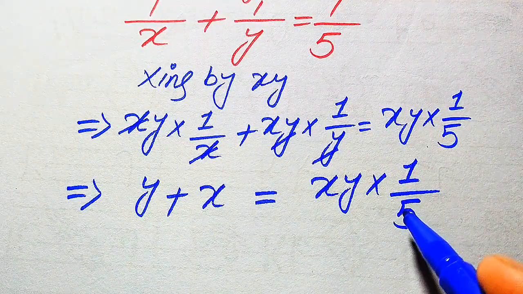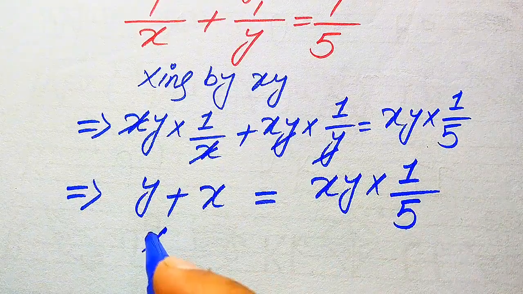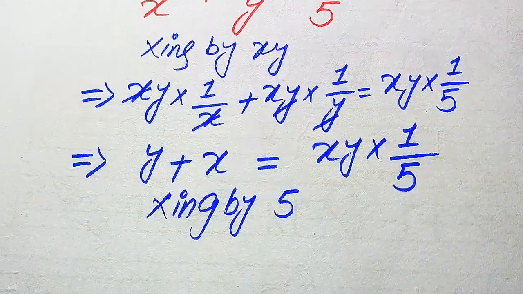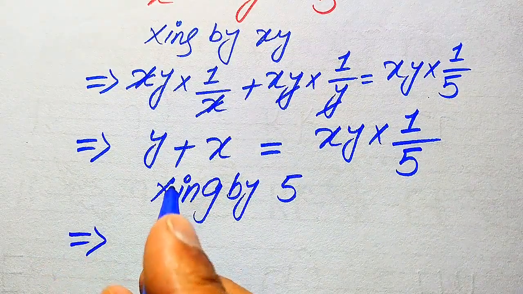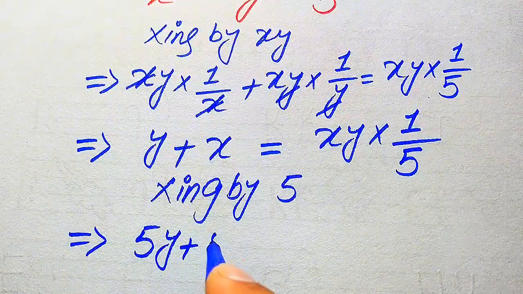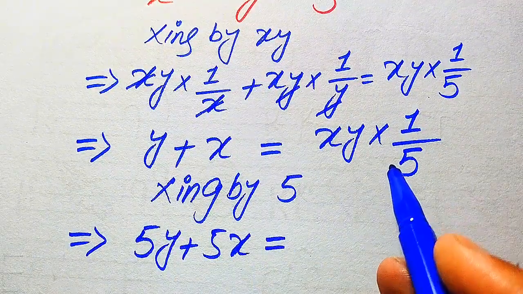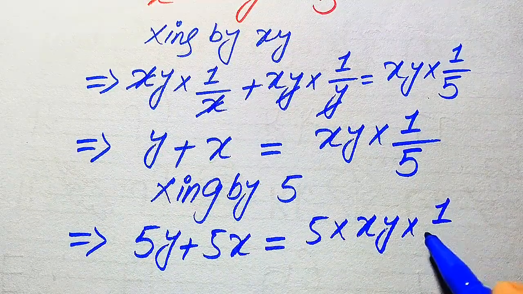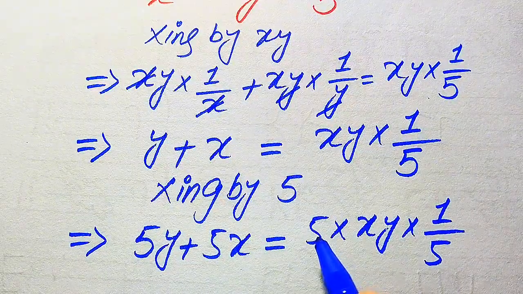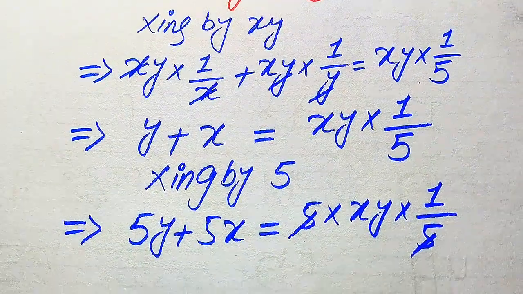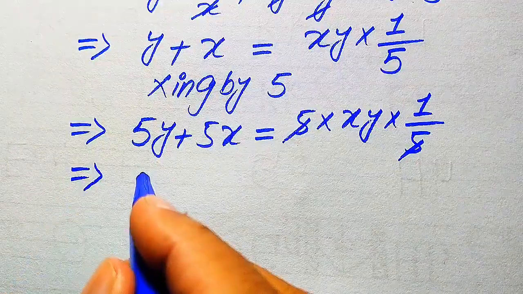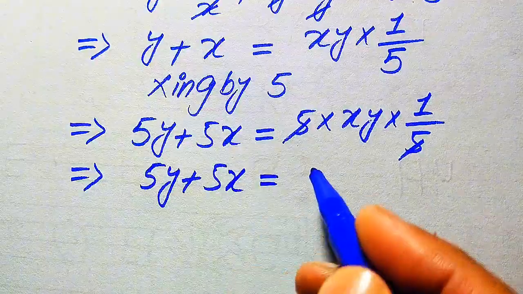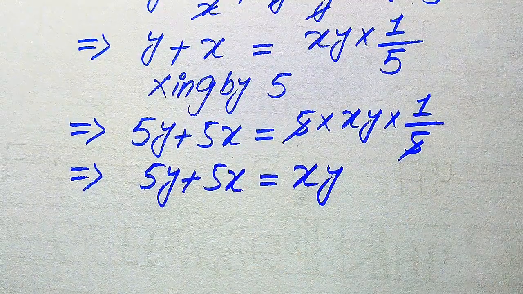So further in the next step, in order to remove the fraction from the right hand side, we again multiply both of the sides by 5. So when we multiply both sides by 5, it becomes 5y plus 5x is equal to 5 multiplied by xy multiplied by 1 over 5. And now you see this 5 and this 5 are cancelled out by each other, and the remaining values are 5y plus 5x is equal to xy only.